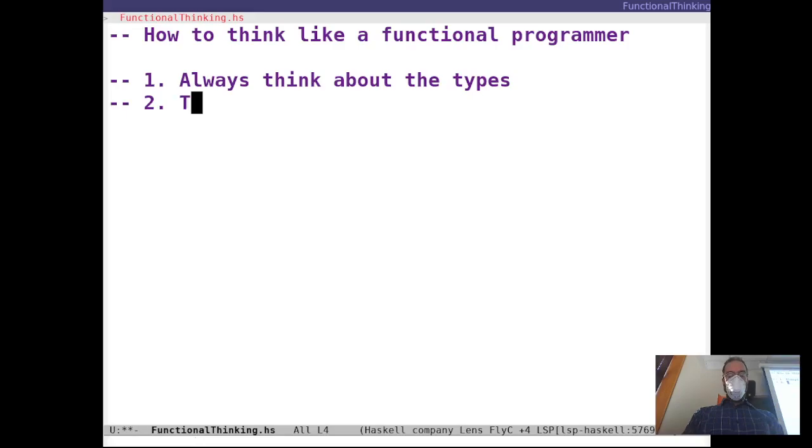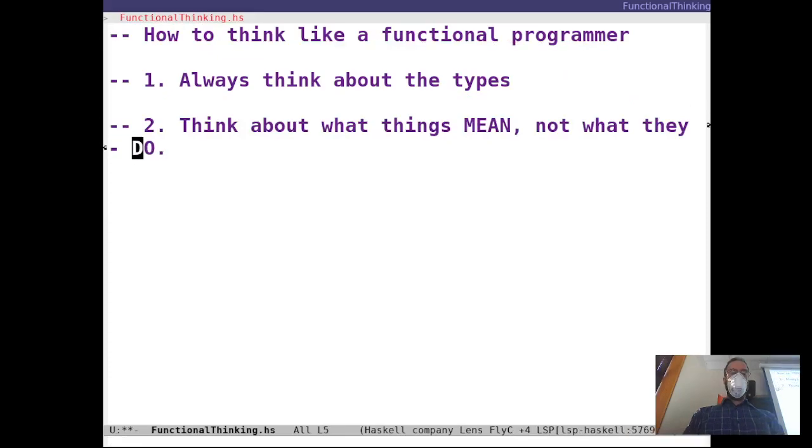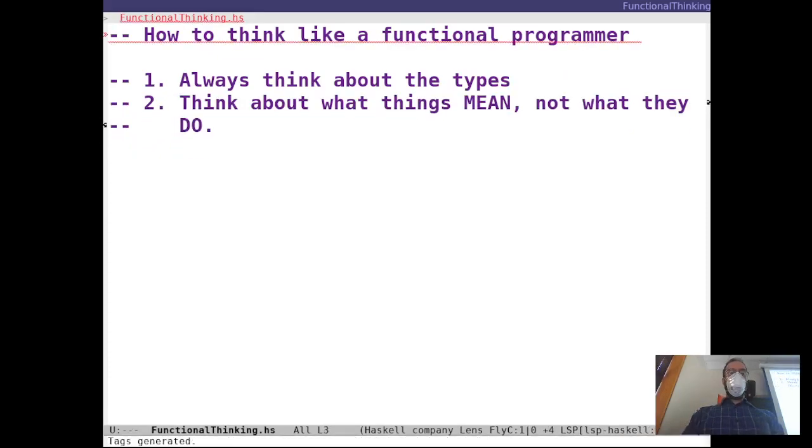And number two is think about what things mean, not what they do. Okay, what do I mean by that? Right, if you're writing an imperative program, the whole point is it's a sequence of instructions, and so you're thinking very operationally, what does this do? What does this do? How do I make it do the things I want? Okay? When we're writing a functional program, part of the point is we're not thinking about how to get the computer to do what we want. We're thinking about how to define the thing that we want, or how to say what it is that we mean, and then we let the computer figure out how to do it.